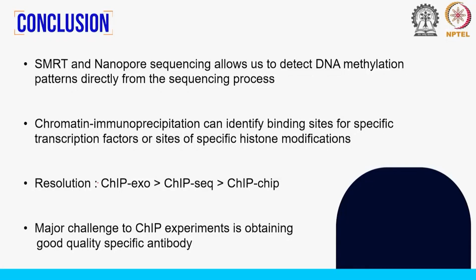And one of the major challenges to ChIP experiments is obtaining a good quality specific antibody. And as I said, you need to have an antibody that is specific against the target. If you have non-specific interactions, that can bias your results. So, this is a challenge for these experiments. We will talk about other types of methods that allow us to look at these different binding sites or look at the nucleosome occupied sites in the next class.